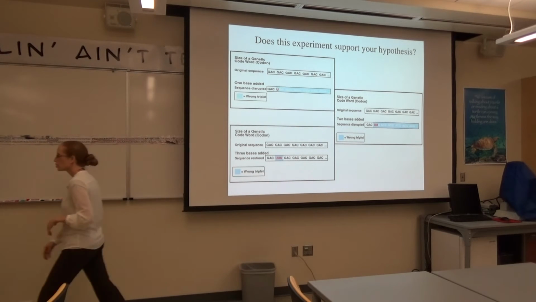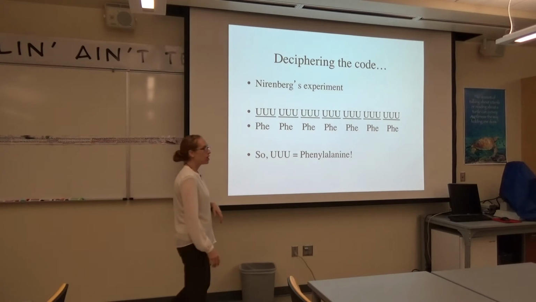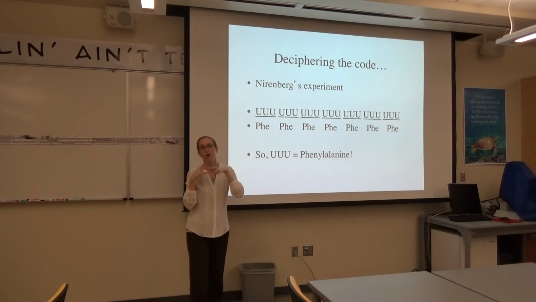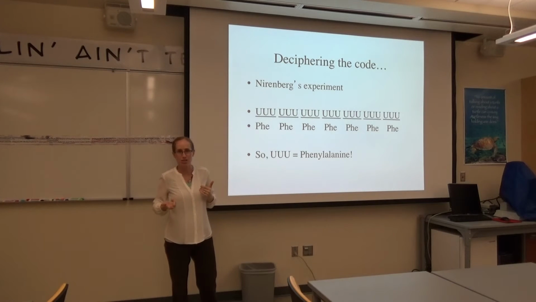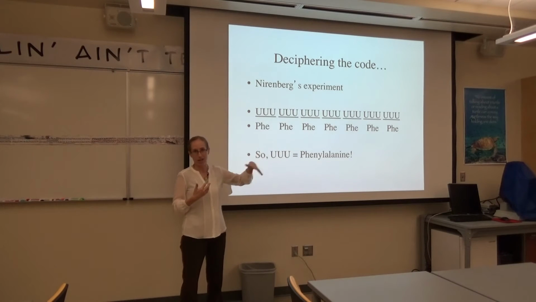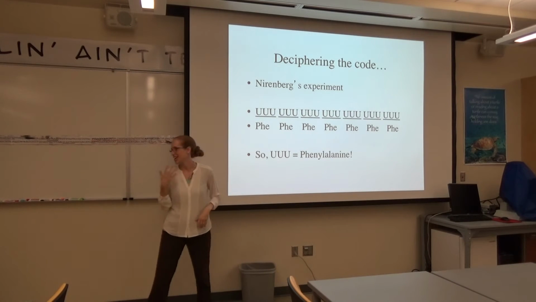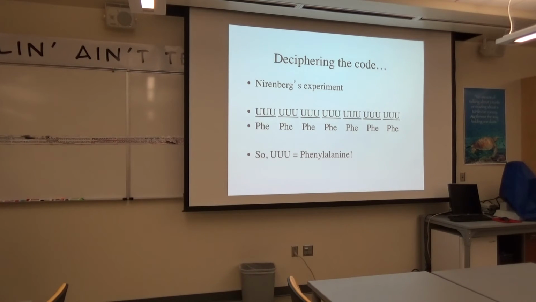Given that information in that experiment, this scientist named Nirenberg went through all the different iterations of 3-letter repeating sequences that you could do and figured out what amino acid every 3-letter code coded for. If you do a long strand of U's, you get phenylalanine over and over again. So obviously U is phenylalanine. He went through that, had a lot of time on his hands, did all of those, and came up with a genetic code. And here it is.